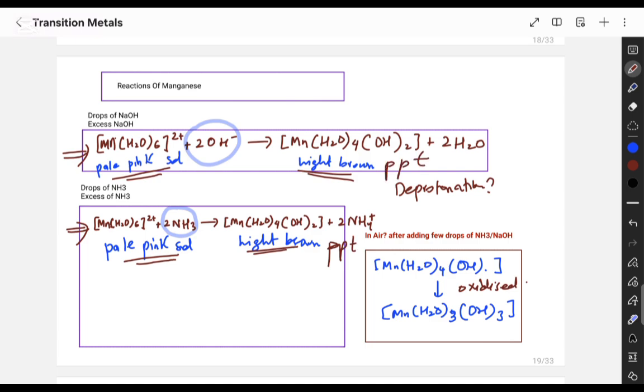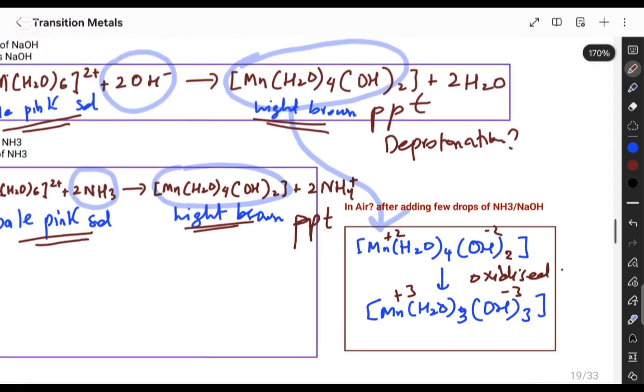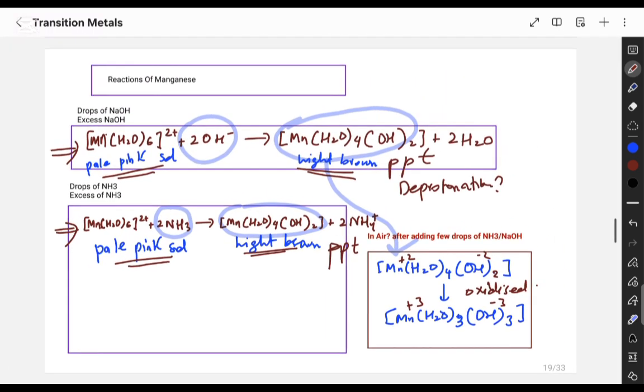Alright, now you can take this precipitate and leave it in air and it'll get oxidized. Let me just put the 2 here. So it'll get oxidized from +2 to +3. That's why, notice, we have 3 hydroxides here, right? And above we had only 2, just to balance it out, right? So -3 +3 and +2 -2. Okay? So this was just a quick revision on this. And yeah, that's all for this.